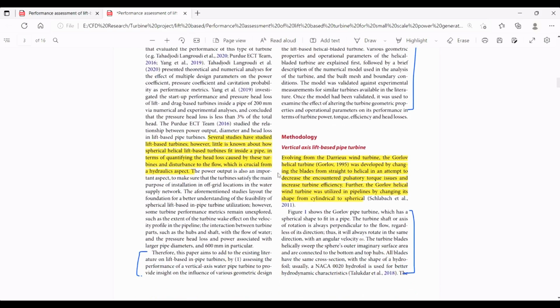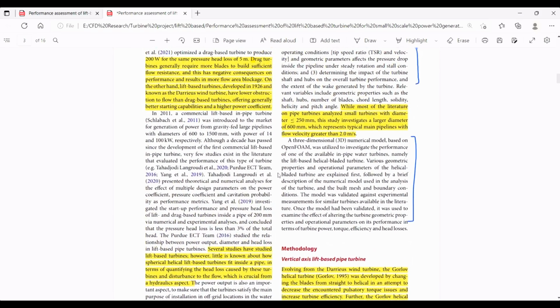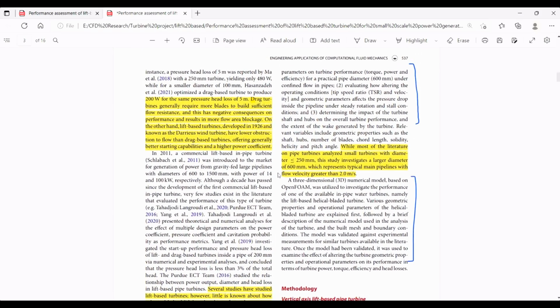So the paper is aimed at assessing the performance of these vertical axis turbines to understand the impact of various parameters on the overall performance of the system, and it is also based on evaluating the effect of the operating conditions, particularly the tip speed ratio and the velocity, and the geometric parameters that affect the pressure drop inside the pipeline. Also, the paper aims to study the impact of the turbine shafts and the hub on the overall performance, as well as the wake generated by these turbines.